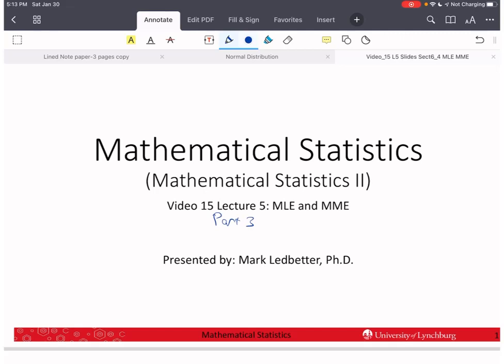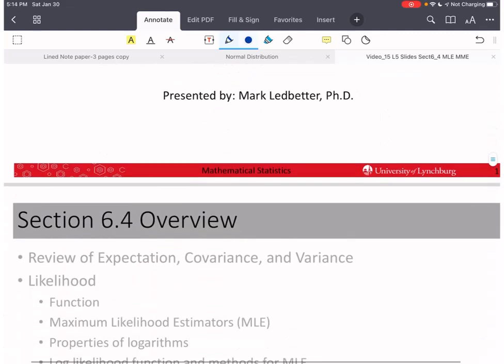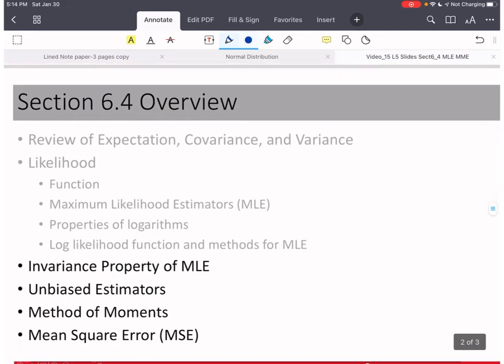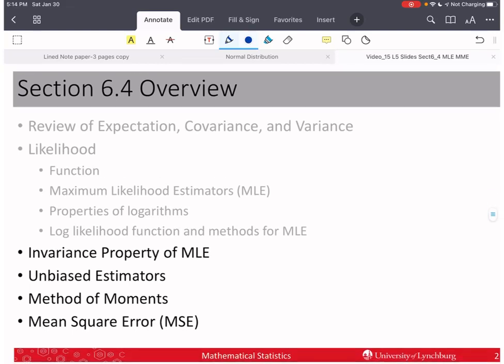We are going to continue talking about the maximum likelihood estimator, and we're going to use the log likelihood function to find the MLE for both the mean and the variance of the normal distribution. So why don't we go ahead and get started.